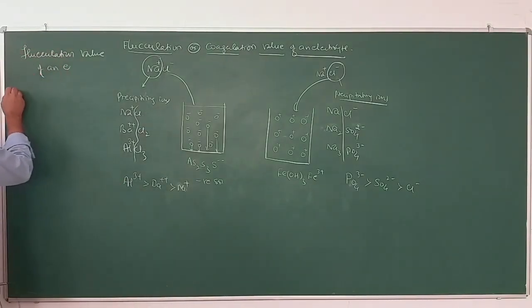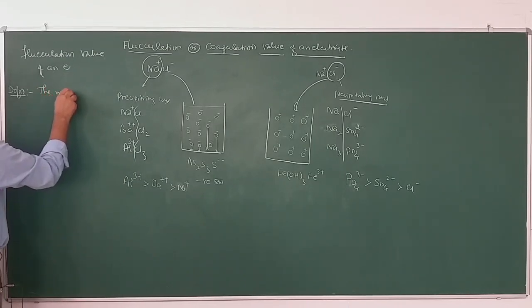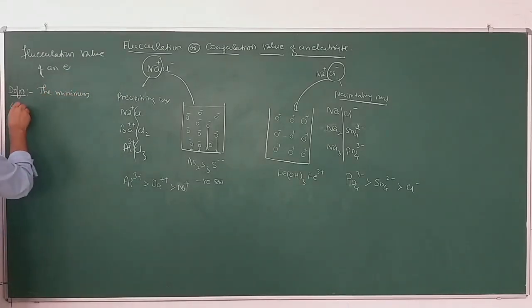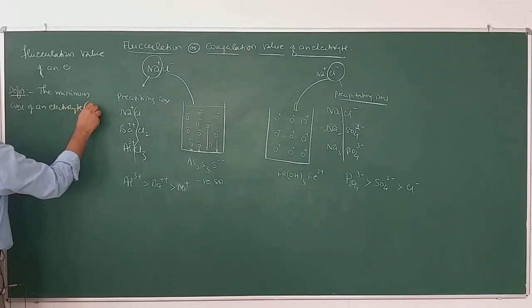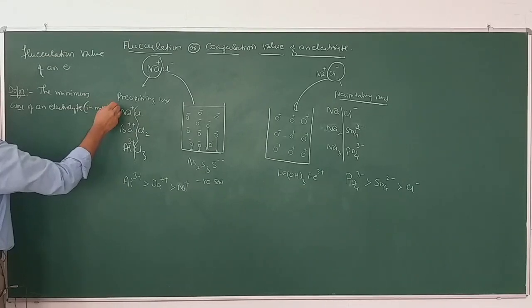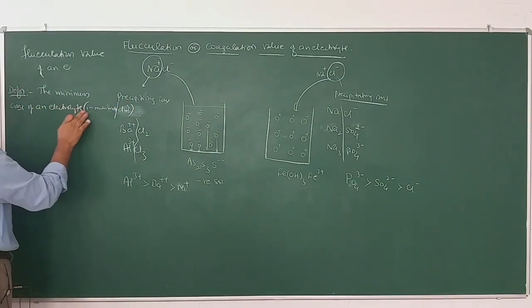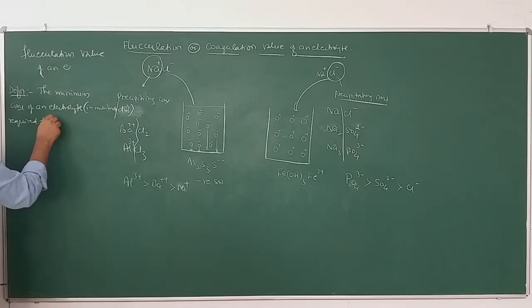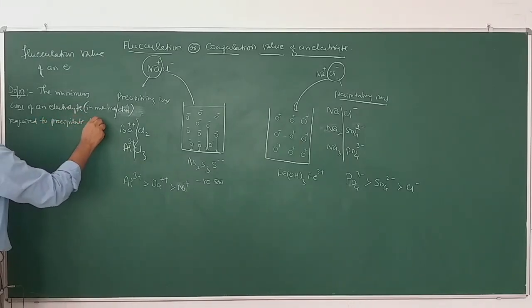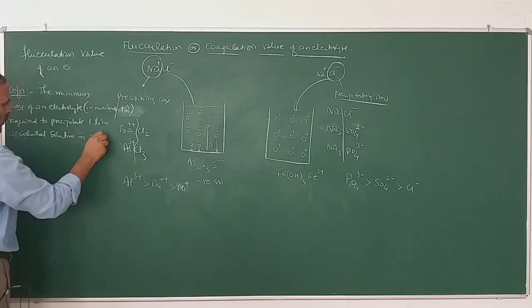So what is the definition of flocculation value? Definition of flocculation value or coagulation value: the minimum concentration of an electrolyte, in millimoles per dm cube, required to precipitate 1 liter of a colloidal solution in 2 hours.